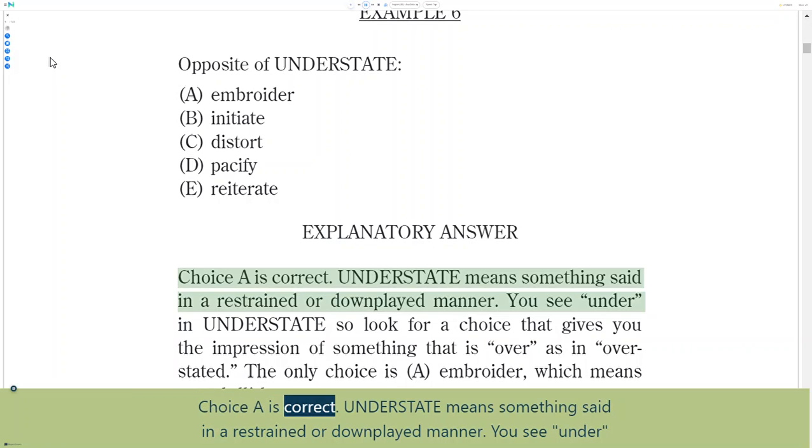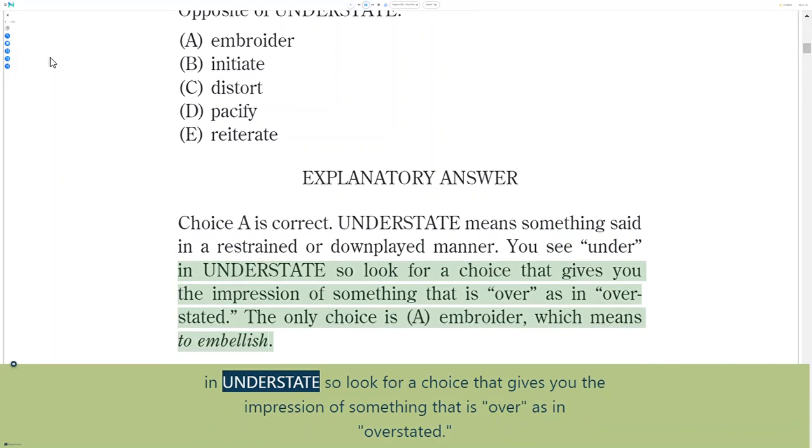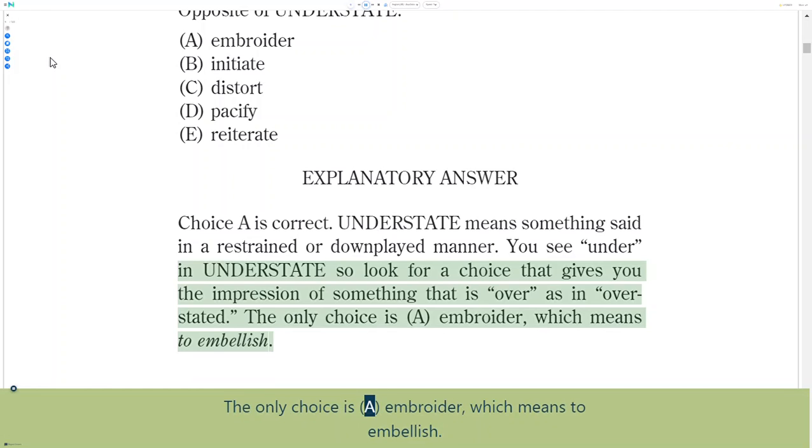Choice A is correct. Understate means something said in a restrained or downplayed manner. You see under in understate, so look for a choice that gives you the impression of something that is over, as in overstated. The only choice is A. Embroider, which means to embellish.